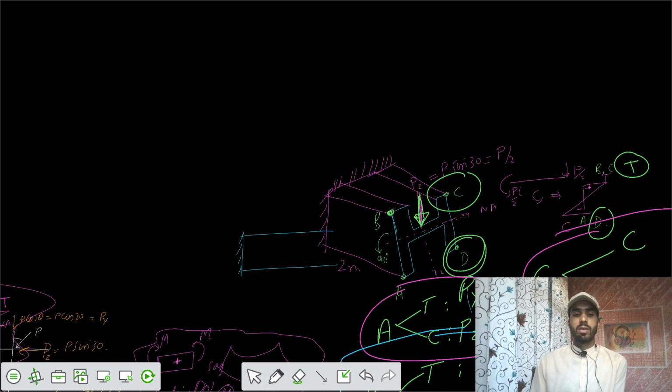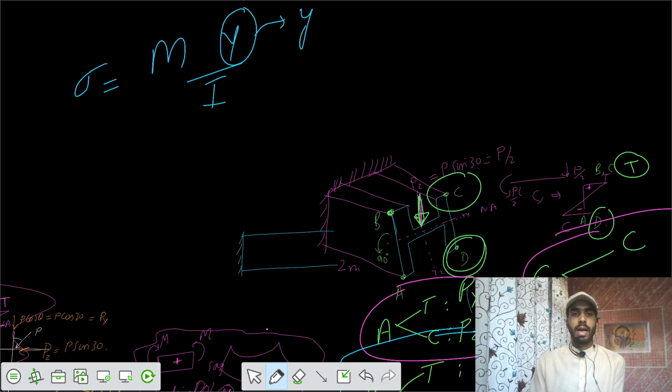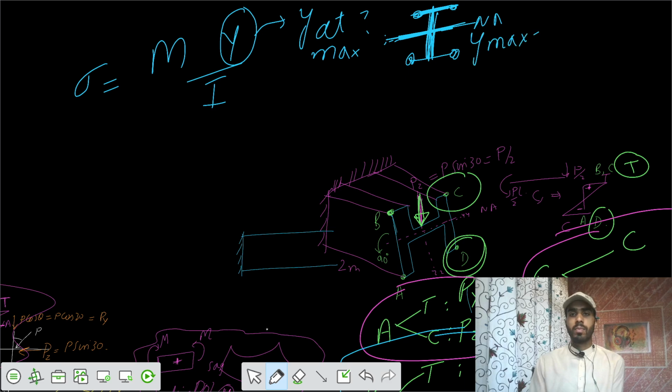The bending stress equals M Y by I, so we only need to say what the value of Y is at the different corners. That's Y max at the different corners. Because the beam is symmetric and uniform, all those four corners would have the same Y max, or we can say Z is the same.